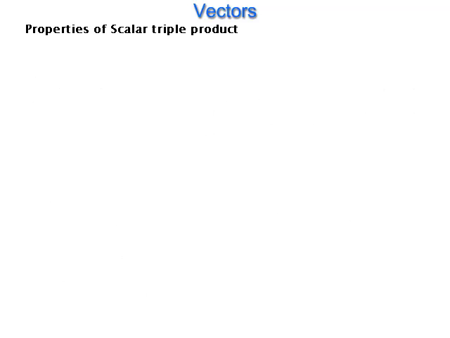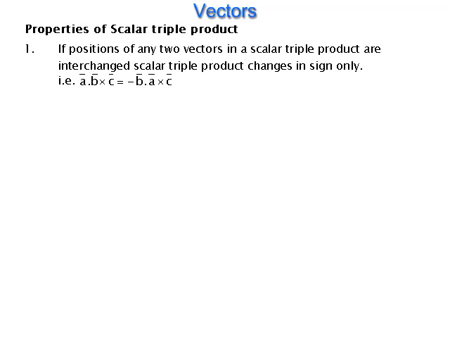The properties of scalar triple product are: Number 1, if positions of any two vectors in a scalar triple product are interchanged, the scalar triple product changes in sign only. That is, a bar dot b bar cross c bar equals minus b bar dot a bar cross c bar.